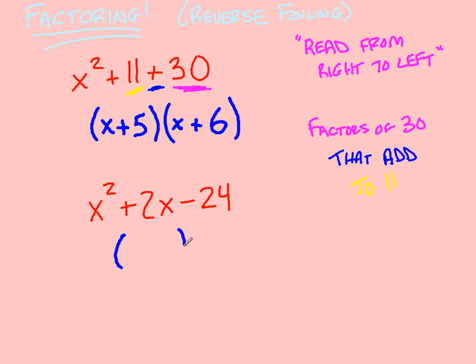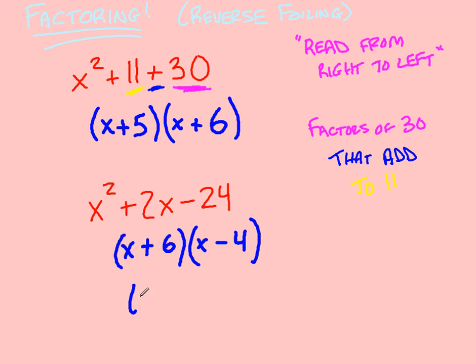In this one down here, I'm going to say the same thing. Factors of 24 that subtract to 2. Well, those numbers are going to be 6 and 4 with an x in each. And now I need to get to a positive 2. So the only way that can happen is if the 6 is positive and the 4 is negative.